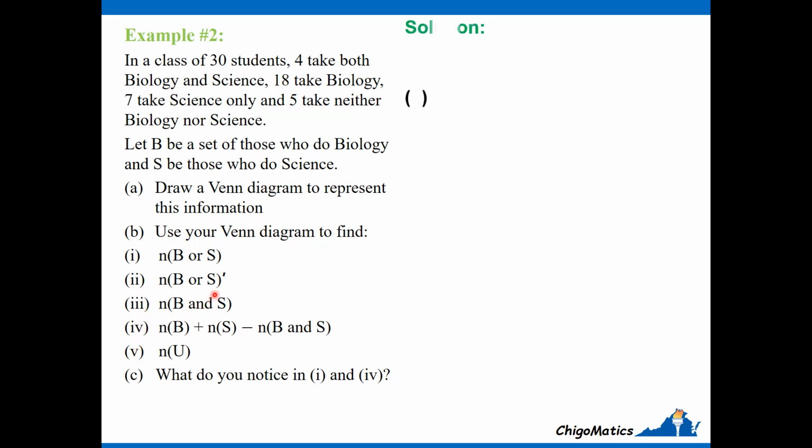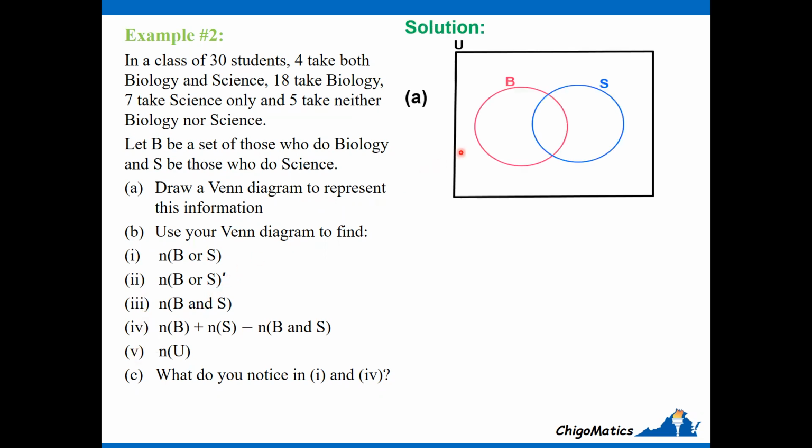So, a solution. First, the fact that I already know that 4 take both biology and science, so there is an intersection. So I draw my sets with the intersection. And the first thing to do is always fill the elements of the intersection so that you don't run into mistakes. Therefore, we place the 4, which is common for both biology and science, right?